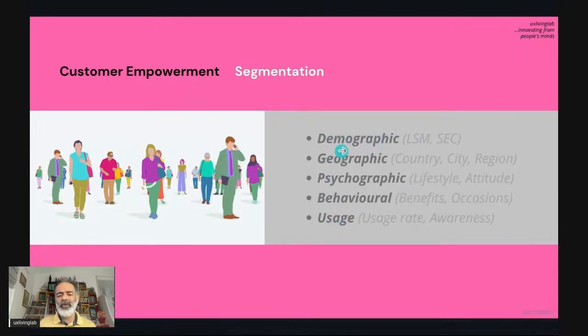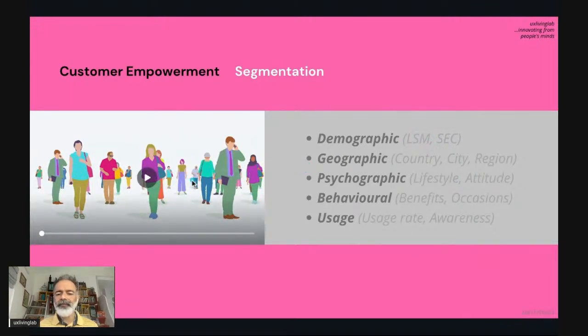We have to approach the classical concept of segmentation. That is a strategy I always recommend. That is demographic segmentation. It talks about LSM or SEC, that is Living Standard Measurement. SEC is Socio-Economic Classification. These are the two methods used in demographic segmentation. Living Standard Measurement has around 30 variables to measure. Then you can say what the living standard of a particular customer is.